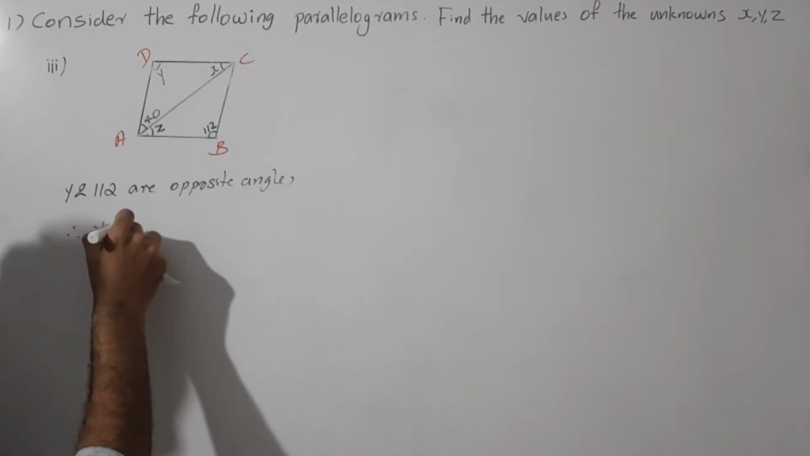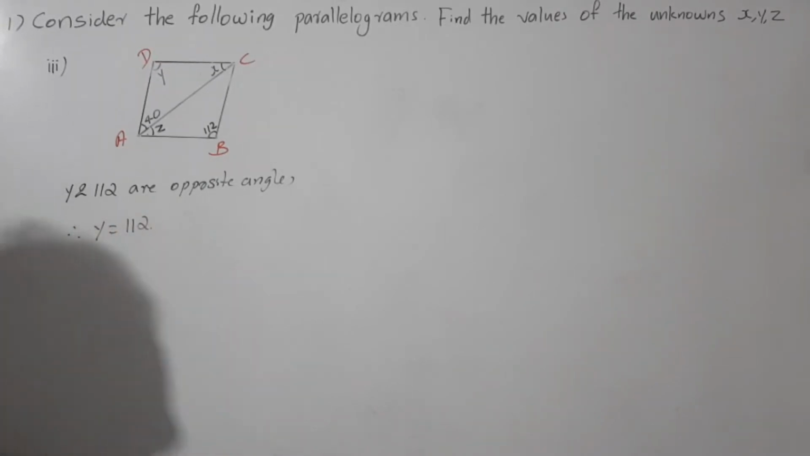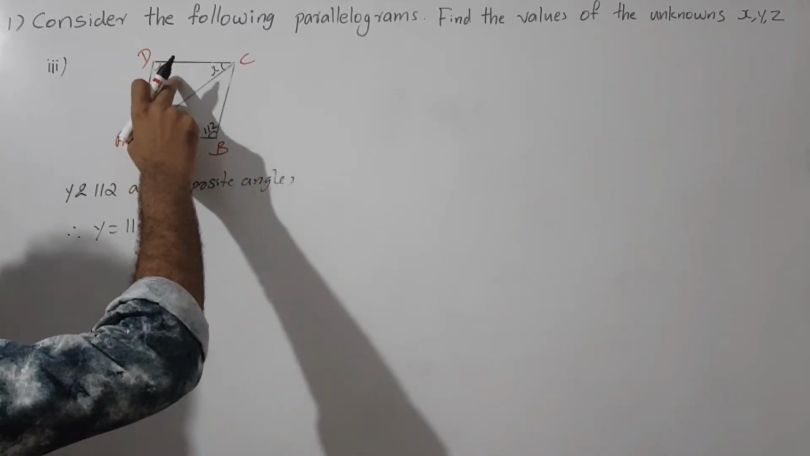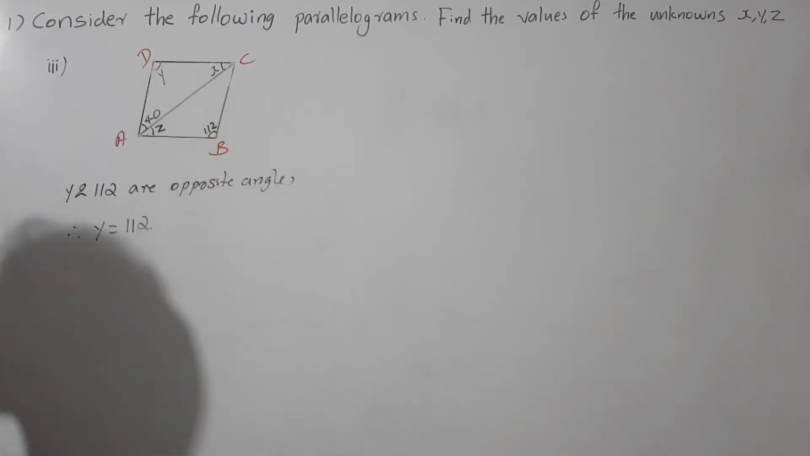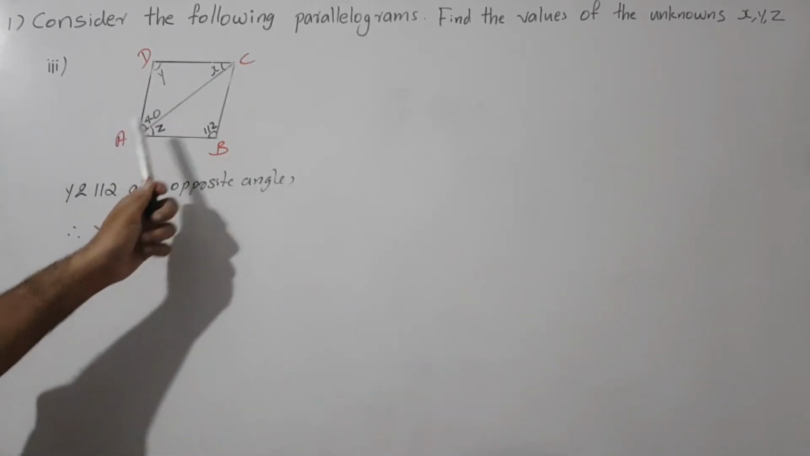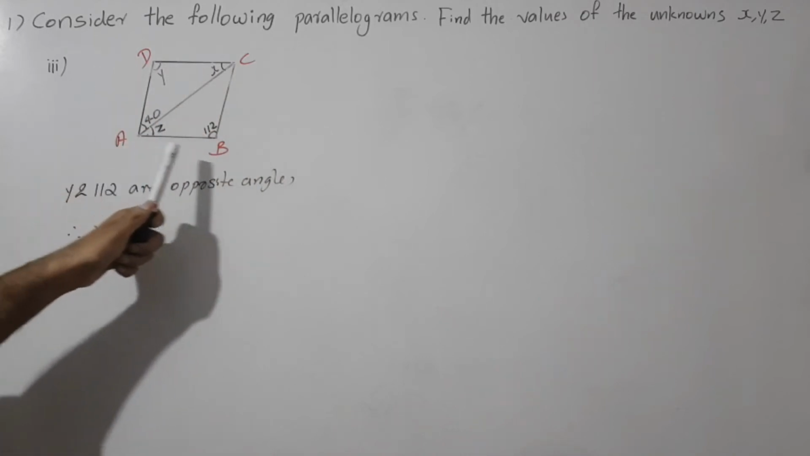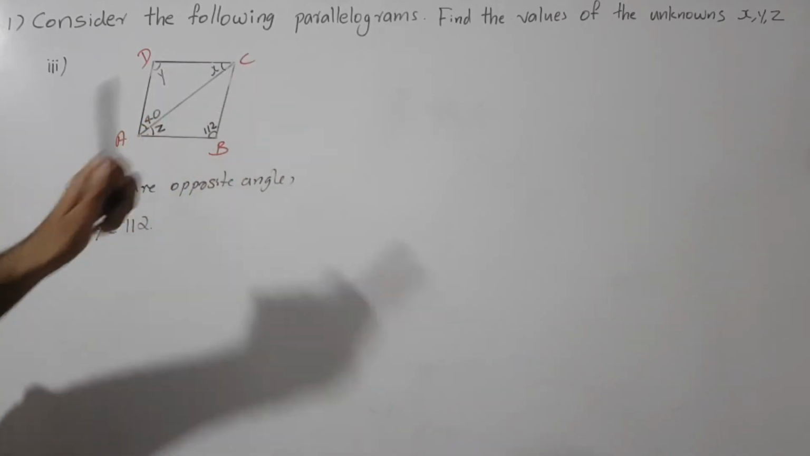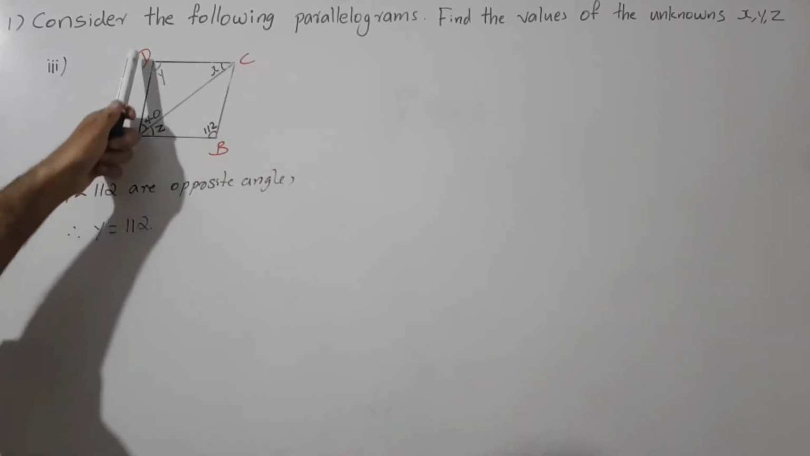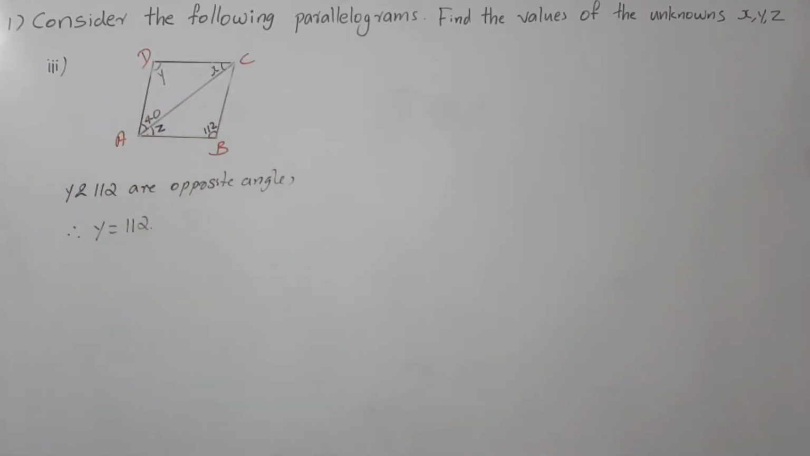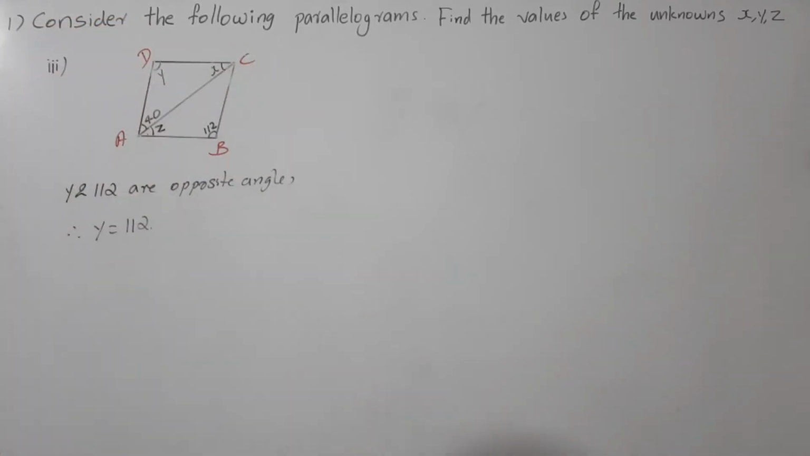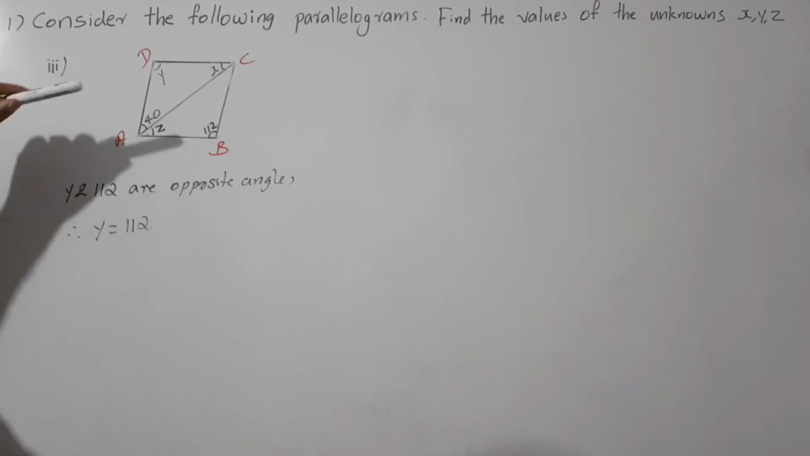Therefore, y is equal to 112. Okay. Then now we got the value of y. What is the value of y? Y is 112. Then if we draw the diagonal here, the diagonal AC divides the parallelogram ABCD into two triangles. What are the triangles? Triangle ABC and triangle ADC. Correct? Then in this triangle ADC, now we know two angle values.